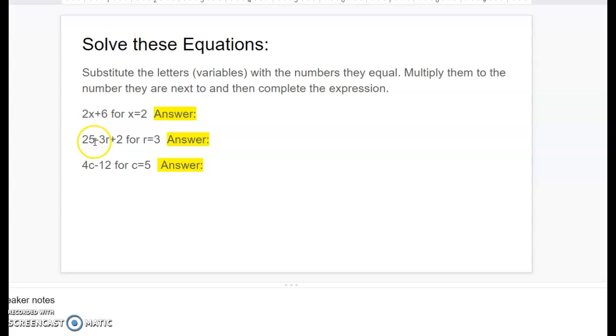The next one, 25 minus 3r plus 2. So it would be 3 times r. R equals 3. So you do 3 times 3 to get what number would go there. Then 4c minus 12. C is equal to 5. So you would do 4 times 5 minus 12.